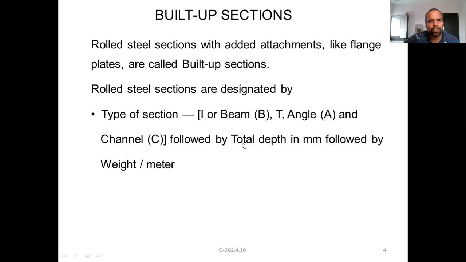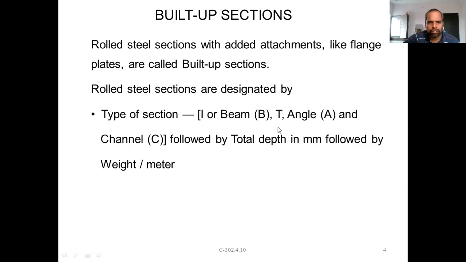ISMB 300 means the total depth of the I section, from the top of the flange to the bottom of the flange, is 300. ISMB means IS, Indian Standard, and MB, medium beam, a medium weight beam. Similarly there are IS light beam, medium beam, heavy beam, and wide beam. These are some of the generally used I sections. Depending on requirements, we can go for any type of beam.